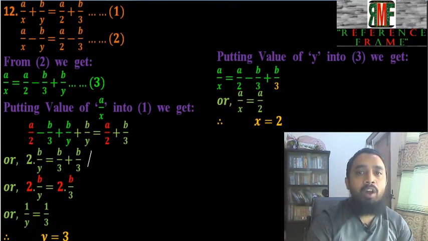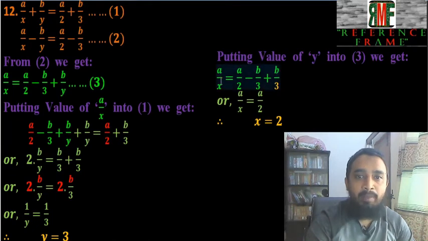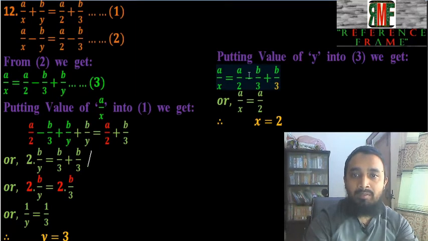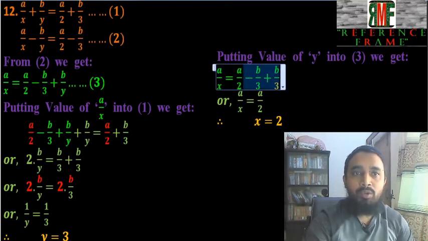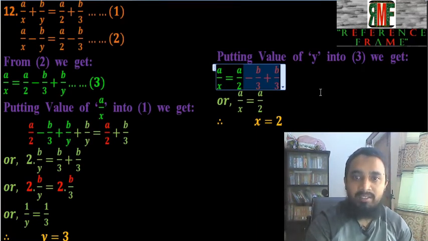Now all you need to do is put this value into equation 3. So look, y equals 3. We put it into equation 3. By putting it in, we have a by x equals a by 2 minus b by 3 plus b by, look, this 3 is the value of y. So look here, again, these two are basically the same thing with opposite sign. So they cancel each other because 5 minus 5 is 0, a minus a is 0. So they just vanish.